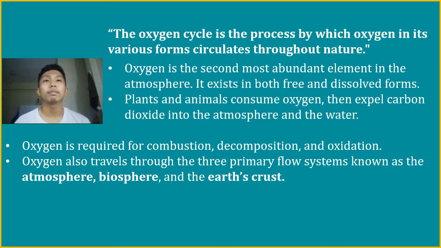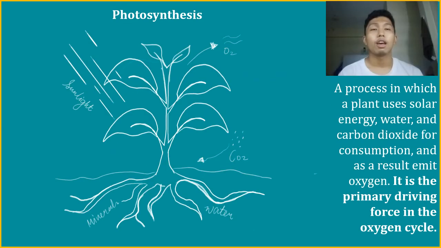Three primary flow systems through which oxygen must travel in order to be circulated throughout the environment are the atmosphere, the biosphere, and the earth crust. Photosynthesis is the process by which green plants and algae produce their own food using solar energy, water, and carbon dioxide. And as a byproduct, they emit oxygen. This is the primary driving force in the oxygen cycle.